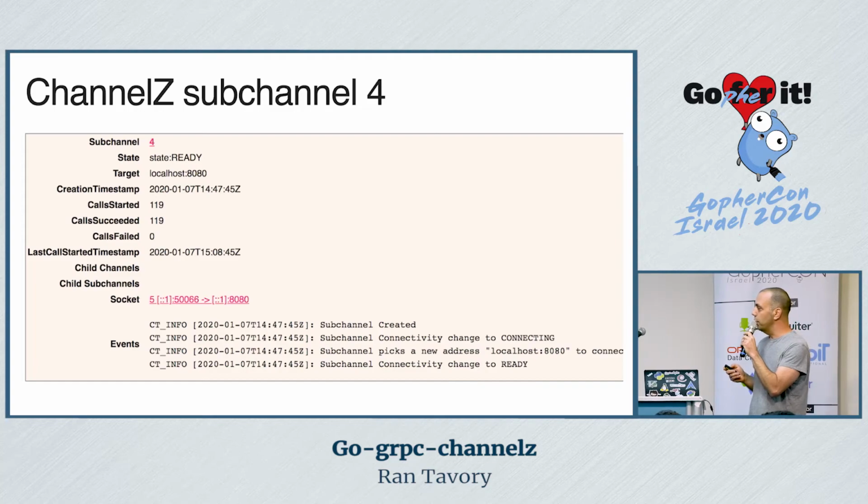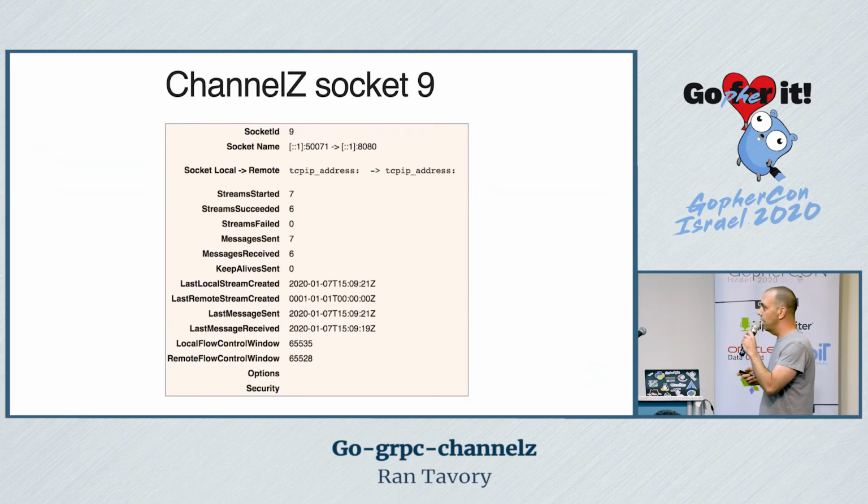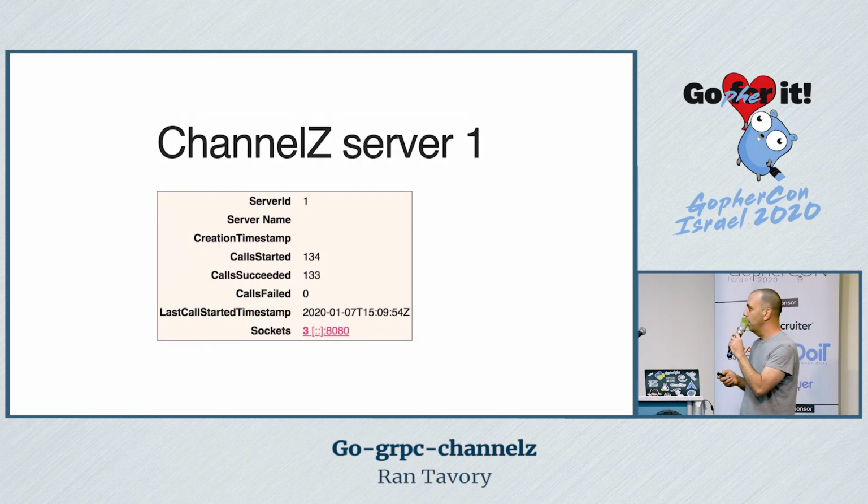You could also click the sub-channel, and likewise, you could also see the log of events and the current status and the number of calls started and ended. You could click the socket itself, and you could see the events on the socket as well as some options. For example, if you set some security options or other options on the socket, you could see them here. And you could also click the server.